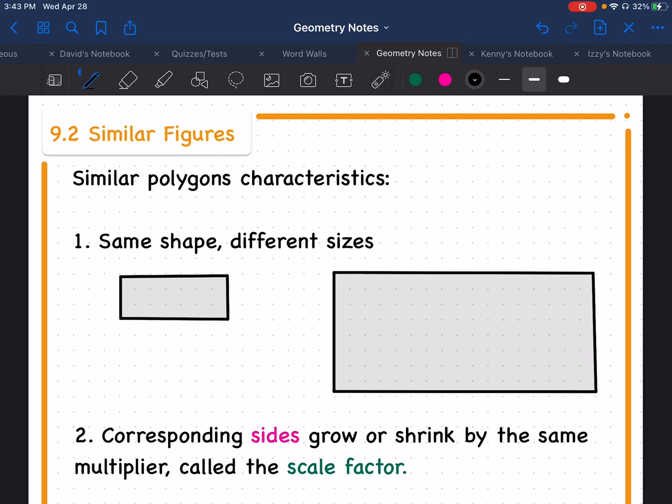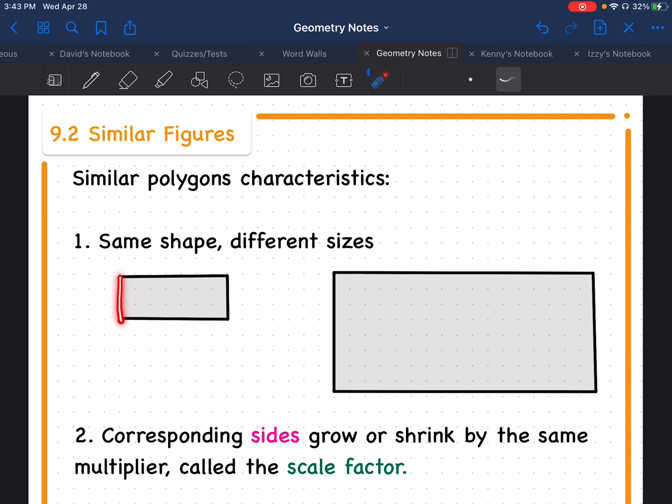Today's lesson is 9.2, Similar Figures. Similar polygons have the following three characteristics. They need to be the same shape, but different sizes. Normally, one is small and one is much larger. The corresponding sides must grow or shrink by the same multiplier called the scale factor.